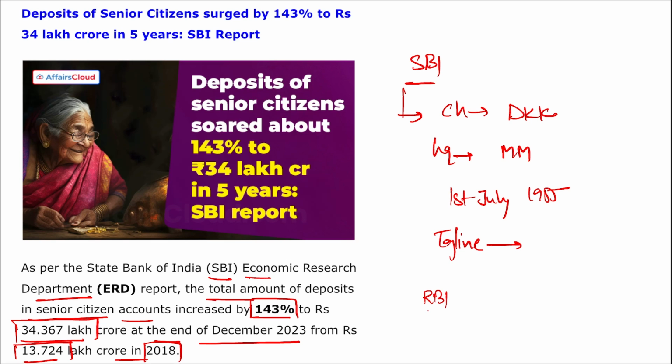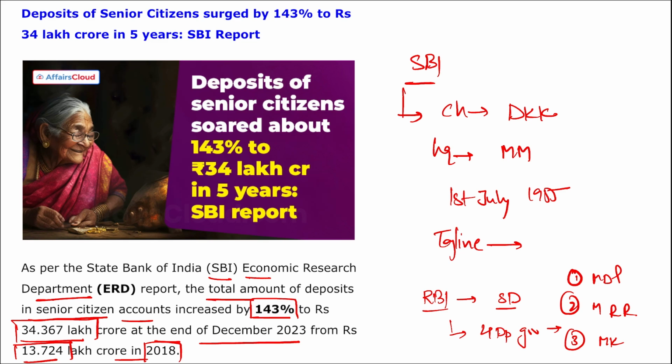Apart from this, if I ask you who is the governor of RBI? Shaktikant Das. Then tell me who are the 4 deputy governors of RBI. Name them. Who are they? First, remember Dr. M.D. Patra. Second, M. Rajeshwar Rao. Third, M.K. Jain. And fourth will be B.P. Kanungo. Right? These are the 4 deputy governors of RBI.